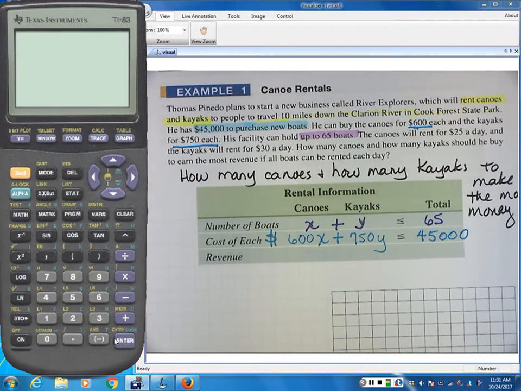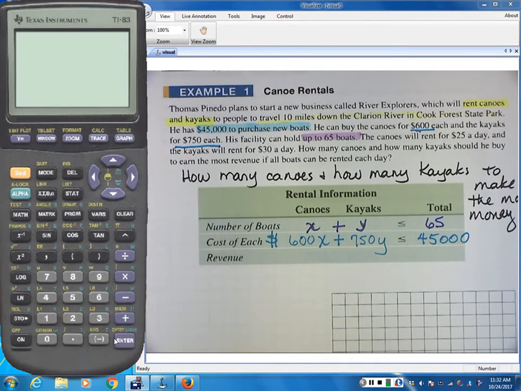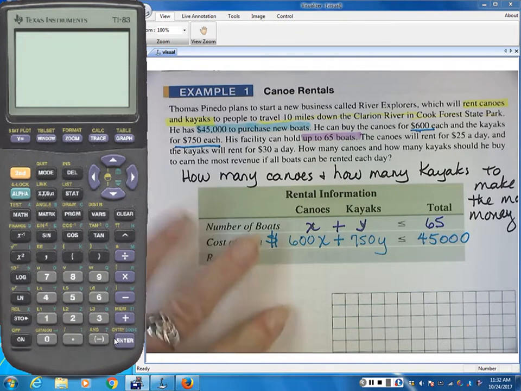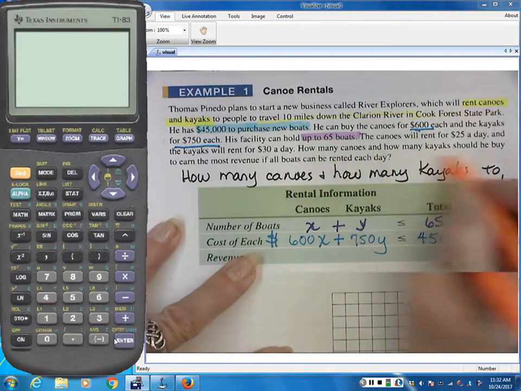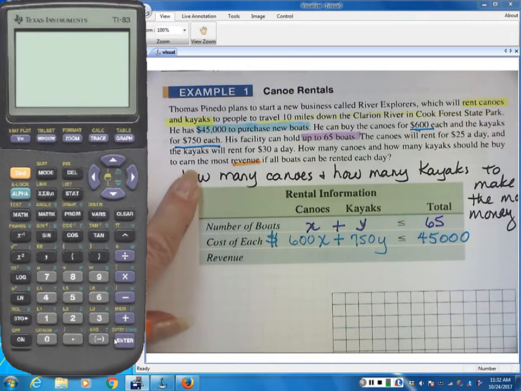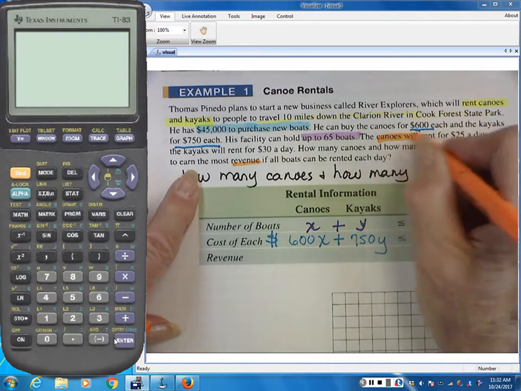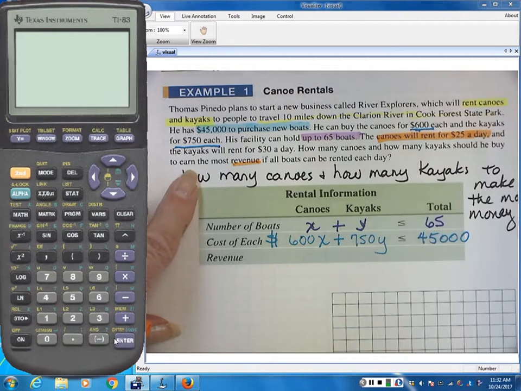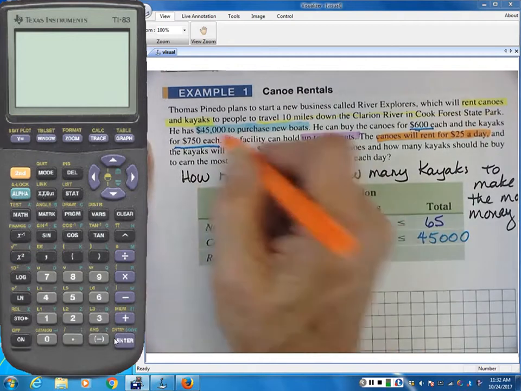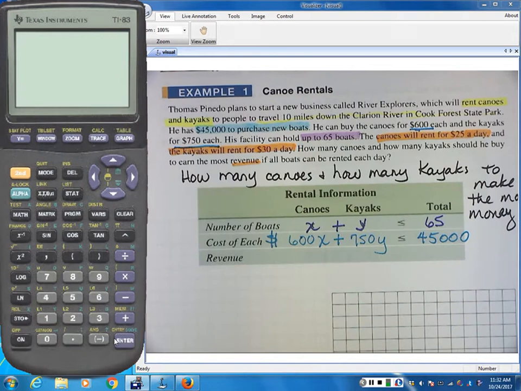Now at that point, we're really not going to need to know the next part of the information yet, but I'm going to make a note of what it is. Because this is going to be how many canoes and kayaks should he buy to earn the most revenue. Well, we need something about his revenue. His canoes are going to rent for $25 a day, and his kayaks are going to rent for $30 a day. So this is how we come up with the objective function.